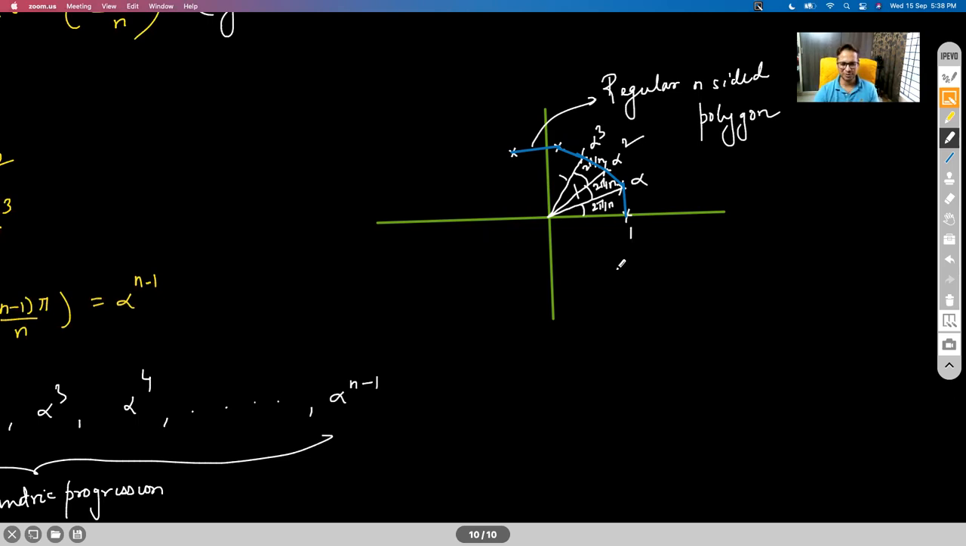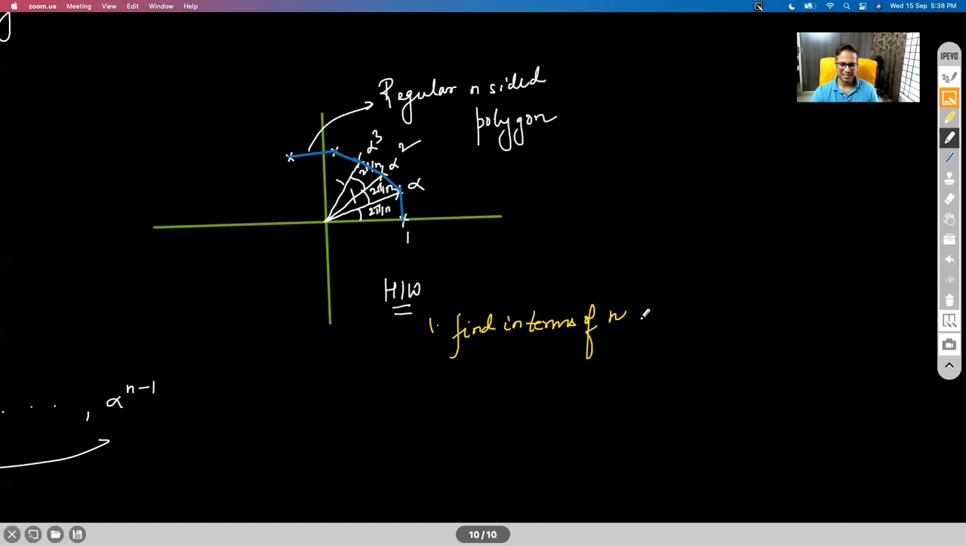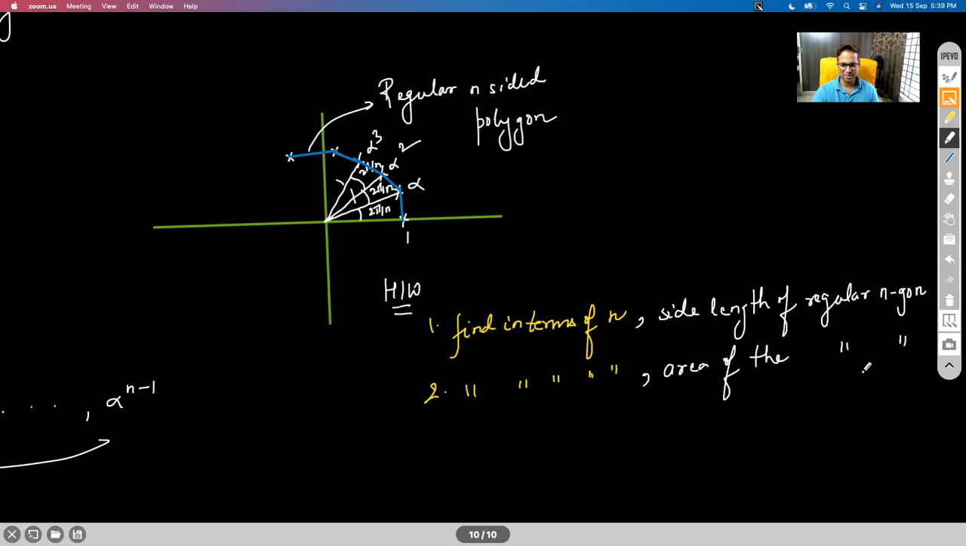Okay. So I have a question for all of you. Find in terms of n two things. Side length of the regular polygon, regular n-gon. And second question is, find in terms of n the area of the regular n-gon. Okay. These two things you figure out for homework. Yes. If n becomes infinity, it'll actually become a circle. Right. Absolutely right.